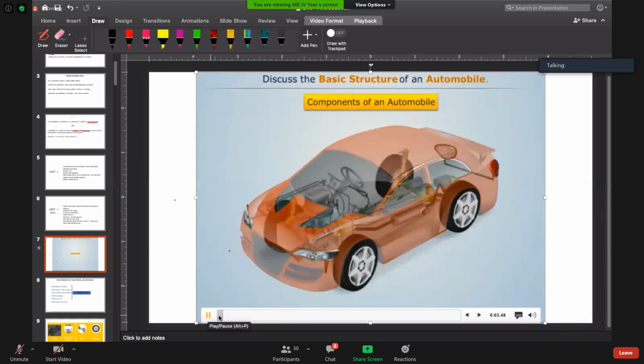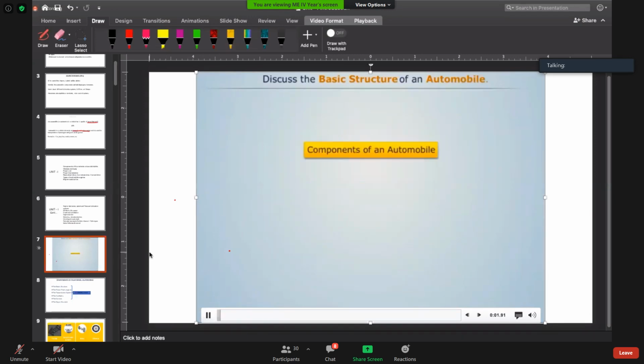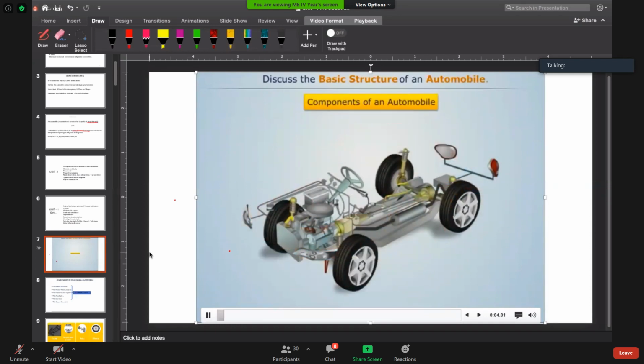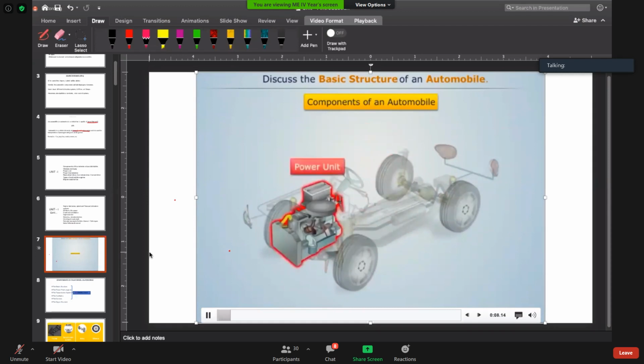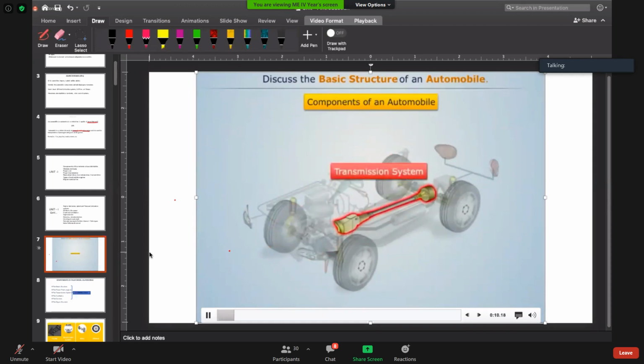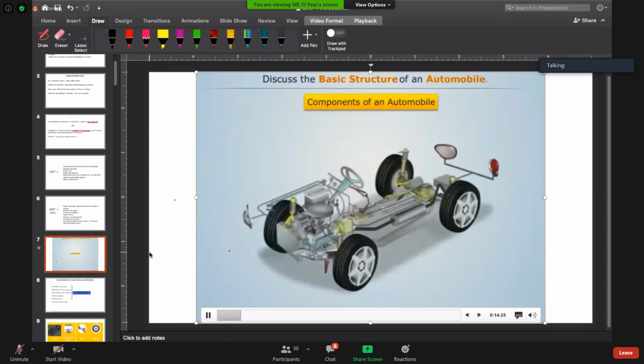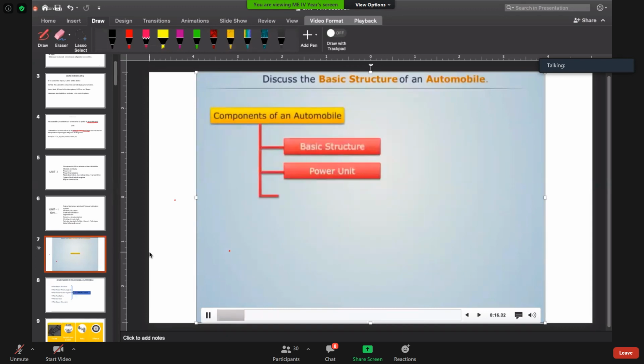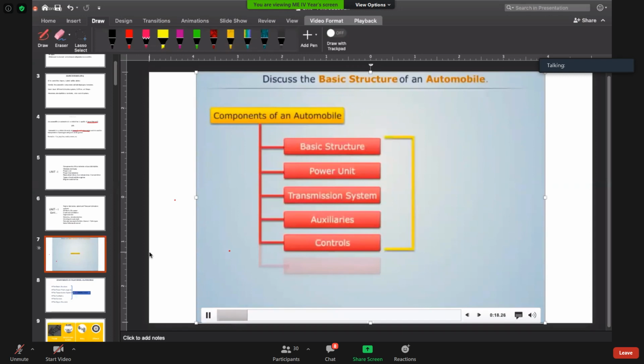Automobile is made up of hundreds of different parts, which can be broadly categorized into 6 components: basic structure, power unit, transmission system, auxiliaries, controls, and superstructure. The first 5 components are collectively known as automobile chassis.